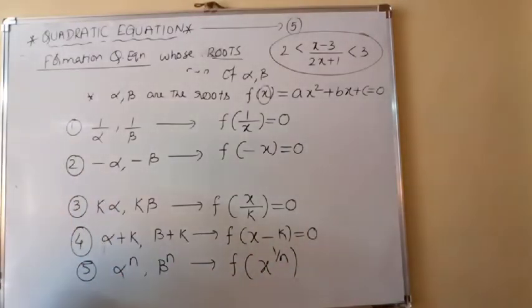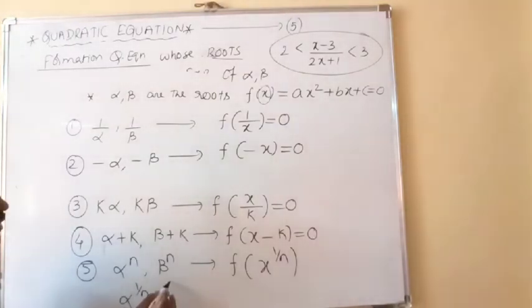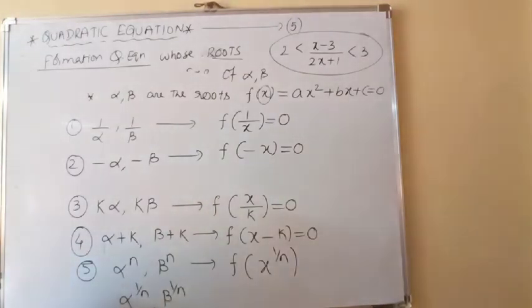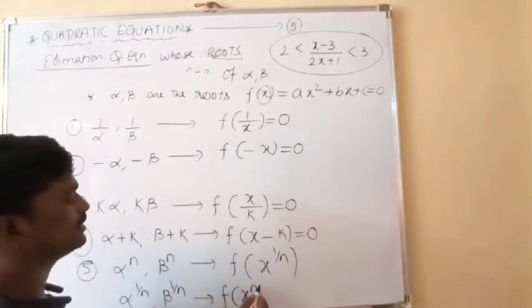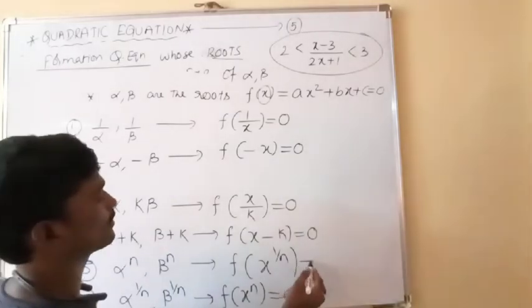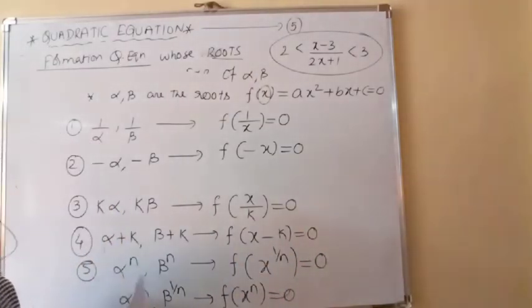Similarly, to get the quadratic equation whose roots are alpha power 1 by n, beta power 1 by n, where n is a natural number greater than or equal to 2, we have to replace x by what? x power n. So these are some transformations you have to remember.